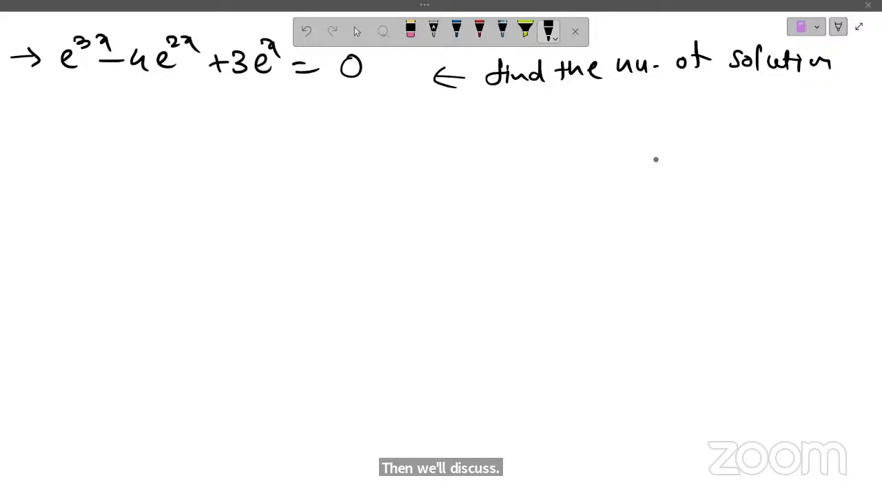So find out the number of solutions of this expression. What do you guys think? Are there two solutions, three solutions?